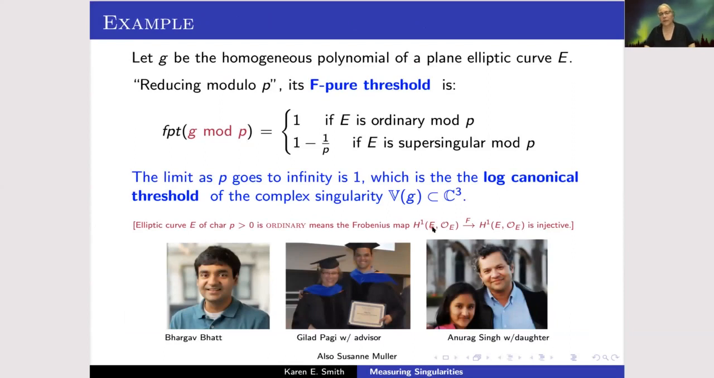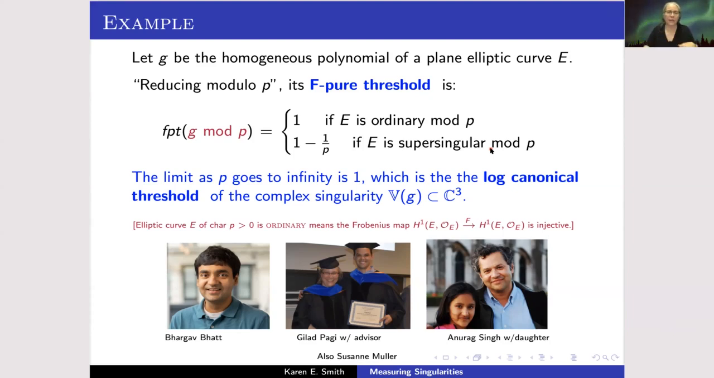So here's a cute example for people who like elliptic curves. If I take the homogeneous polynomial of an elliptic curve, so that's just a degree 3 curve in 3 variables, it's familiar to a lot of number theorists and algebraic geometers and students who have taken a number theory class. We can look at that homogeneous polynomial as defining a hypersurface in 3-space, because it's a homogeneous polynomial in 3 variables of degree 3.